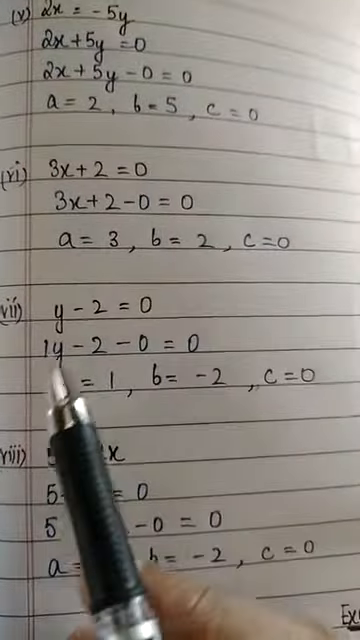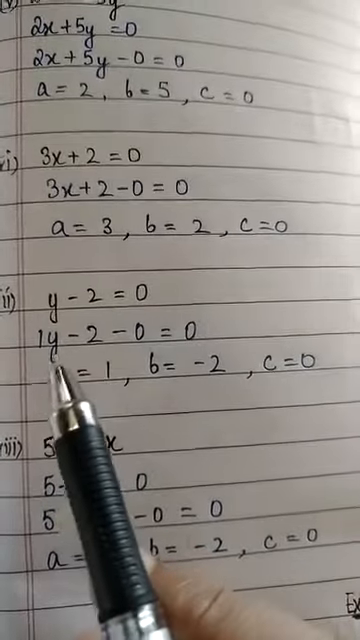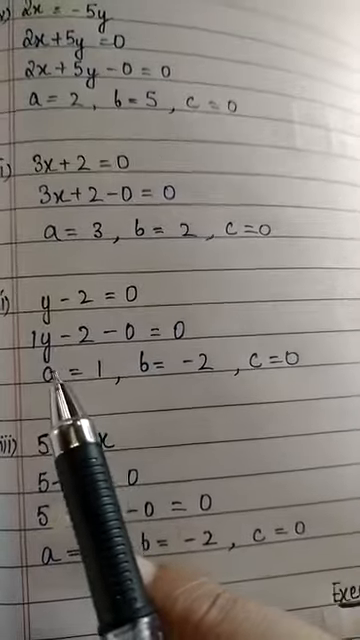Okay, so the remaining parts you will do yourself. Look at the 7th and 8th parts. y minus 2 is equal to 0. Here the x variable is missing, so the coefficient of x is equal to 0, and the coefficient of y is equal to 1. y minus 2 is equal to 0.